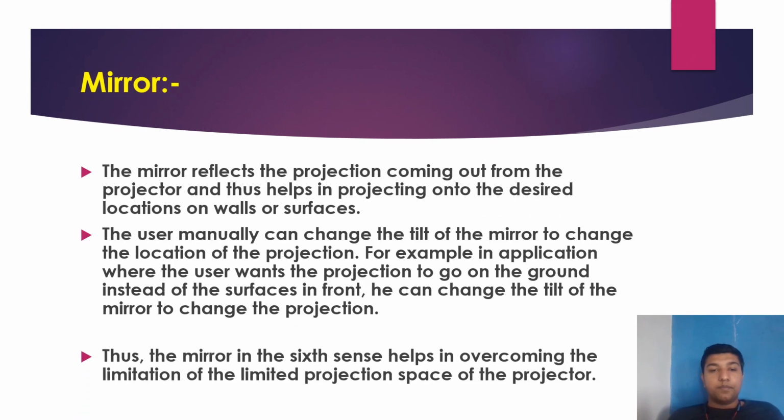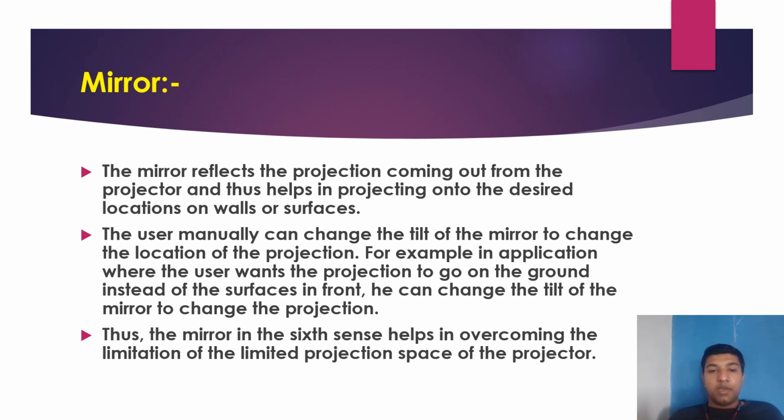Now the third component of this system is the mirror. The mirror reflects the projection coming out from the projector and thus helps in projecting onto the desired locations on walls or surfaces. The user can manually change the tilt of the mirror to change the location of the projection. For example, in an application where the user wants the projection to go onto the ground, instead of the surface in front, he can change the tilt of the mirror to change the projection. And thus, the mirror in the sixth sense helps in overcoming the limitation of the limited projection space of the projector.